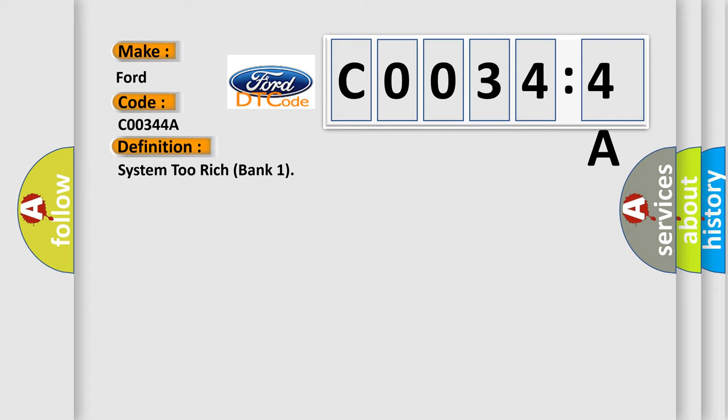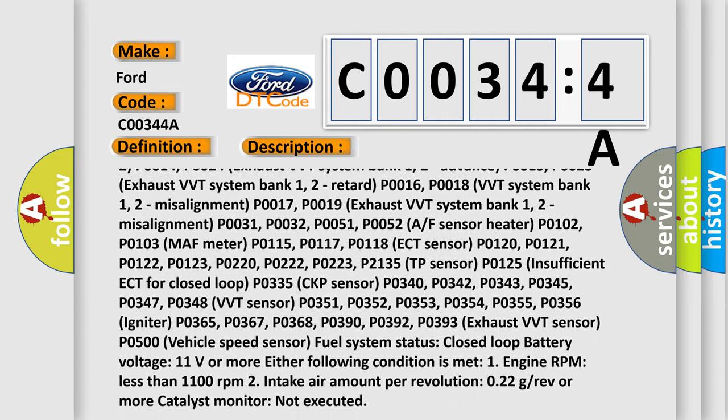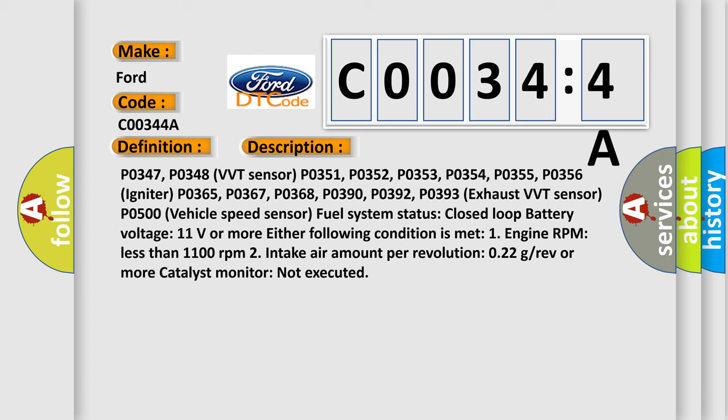P0335 CKP sensor; P0340, P0342, P0343, P0345, P0347, P0348 VVT Sensor; P0351, P0352, P0353, P0354, P0355, P0356 Igniter; P0365, P0367, P0368, P0390, P0392, P0393 Exhaust VVT Sensor; P0500 Vehicle Speed Sensor. Fuel system status closed loop, battery voltage 11 volts or more. Either of the following conditions is met: 1, engine RPM less than 1,100 revolutions per minute; 2, intake air amount per revolution 0.22 g/rev or more. Catalyst monitor not executed.